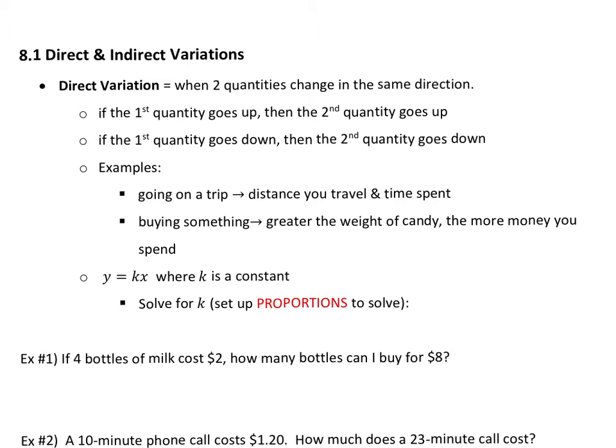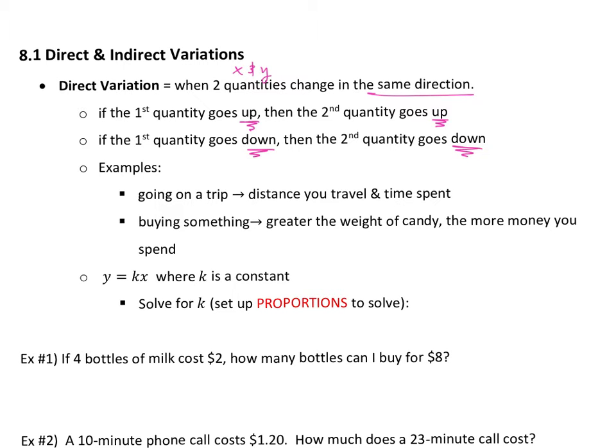All right, we are starting chapter 8 today, doing direct and indirect variation. And we're going to start with direct. So when we talk about direct variation, what we're saying is both our quantities, our x value and our y, change in the same direction. So basically we're saying if the first quantity goes up, then the second quantity is going to go up also. But if our first quantity goes down, then the second quantity will go down also.